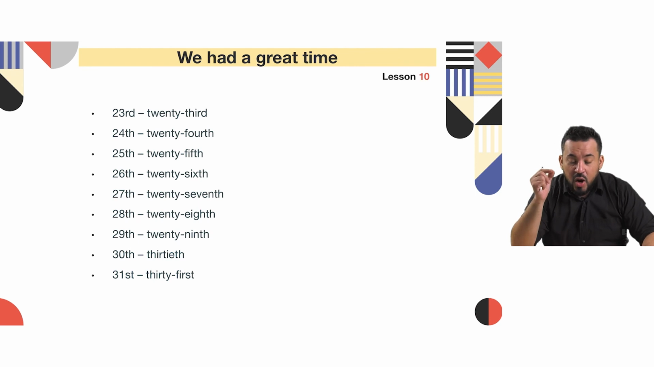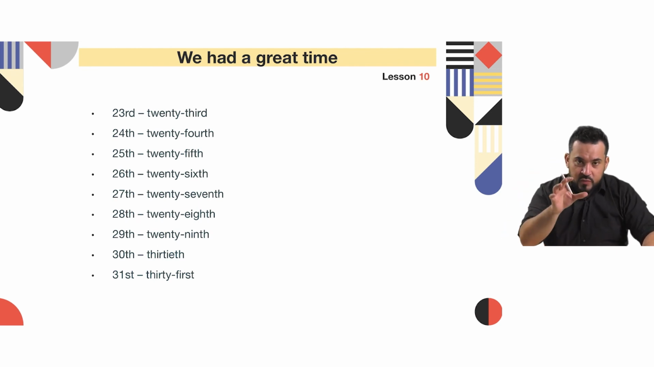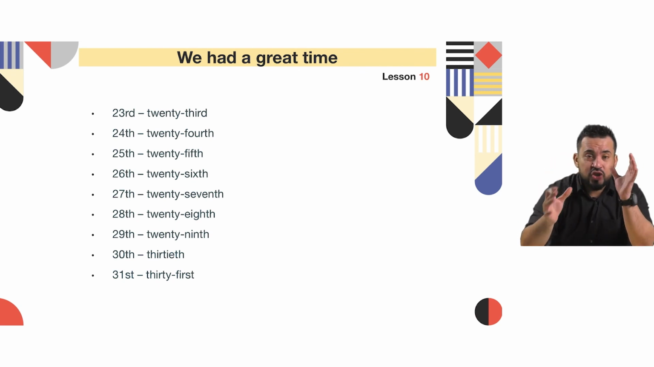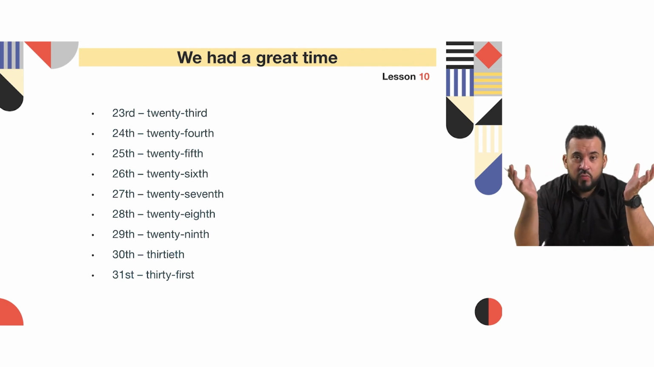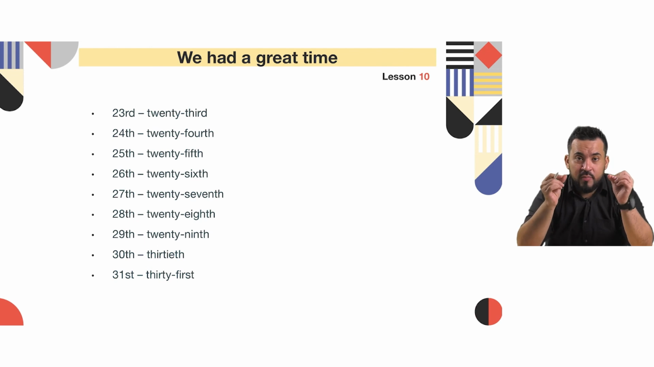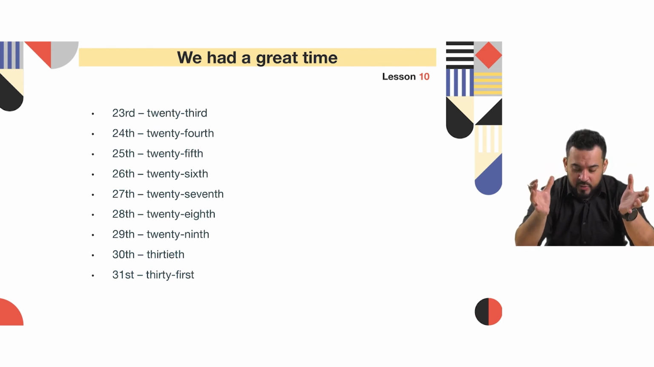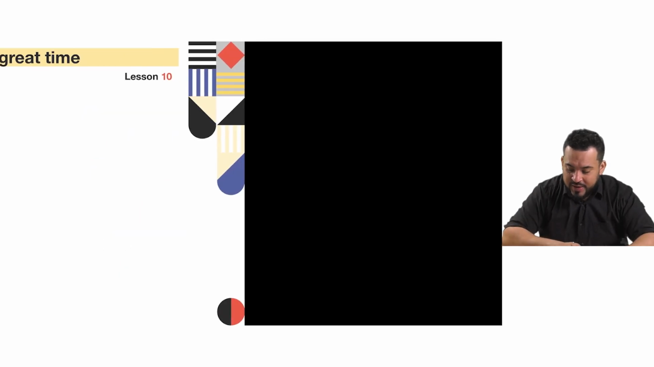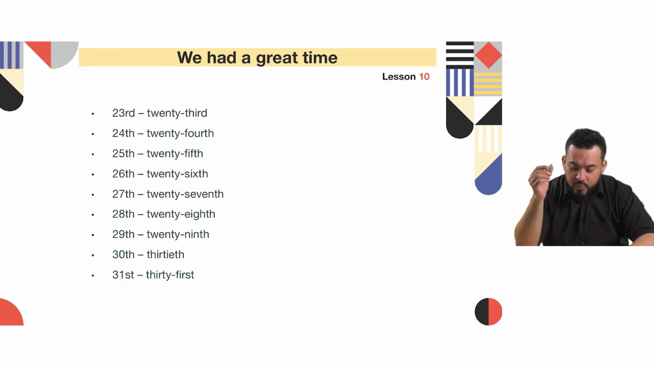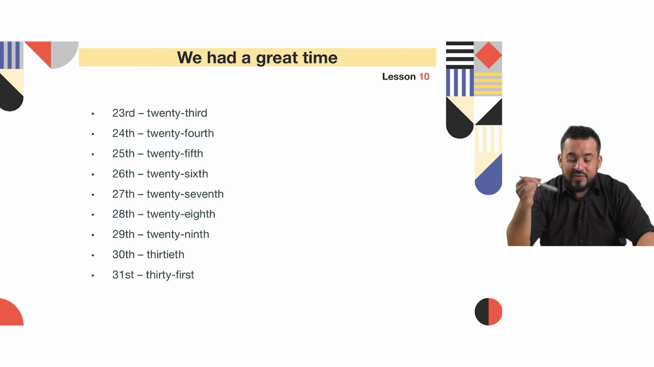Okay, so when do we use the cardinal numbers and when do we use the ordinal numbers? Cardinal numbers are just normal numbers. We use the ordinal numbers when we are giving dates, okay? It's very important. When we give dates, we use the ordinal numbers. So, for example, we say today is the 23rd of May, or today is the 26th of April, or today is the 2nd of March, okay?